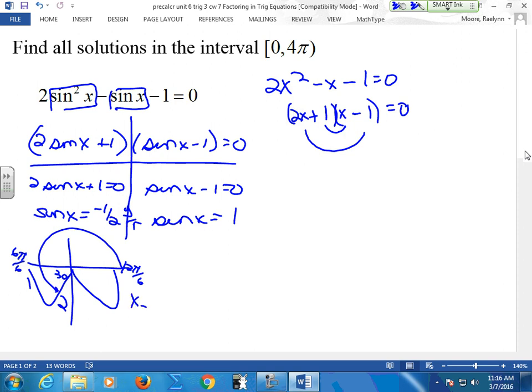Good. 7 pi over 6 plus 2n pi. We'll qualify this in a second. Wait, why'd you plus 2n pi? Because we're going to go for all solutions first. Then this guy is what? 11 pi over 6 plus 2n pi.